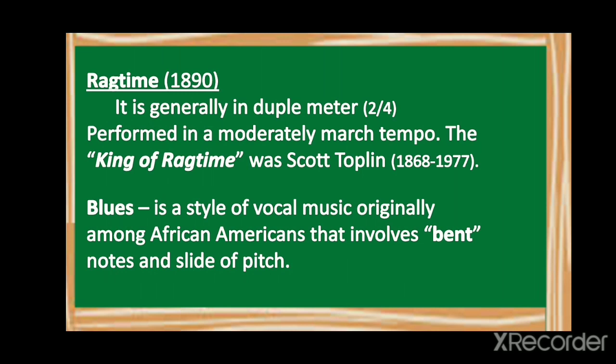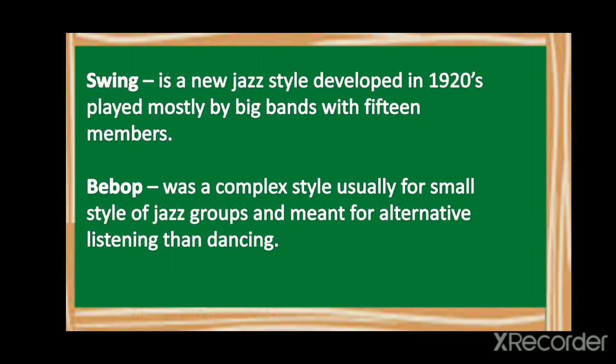The blues is a style of vocal music originally among African Americans that involves bent notes and slides of pitch. The blues are produced by slightly lowering or flatting the third, fifth, and seventh notes of the major scale. Swing is a new jazz style developed in the 1920s, played mostly by big bands with 15 members. Leading musicians included Coleman Hawkins and Lester Young. Featured singers were Billie Holiday, Ella Fitzgerald, and Frank Sinatra.